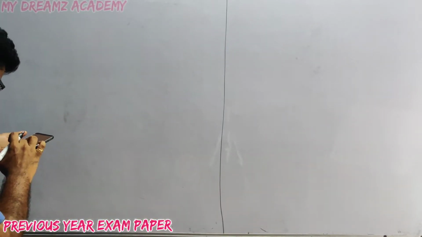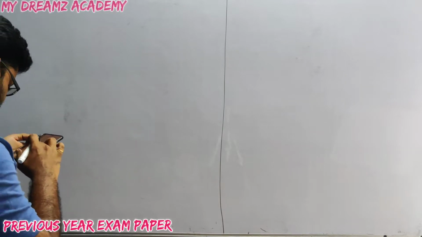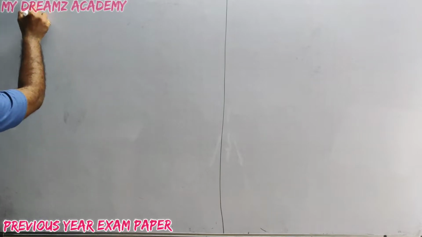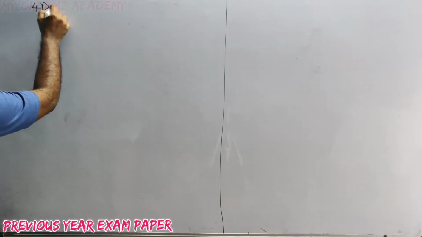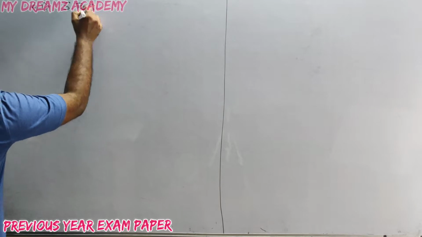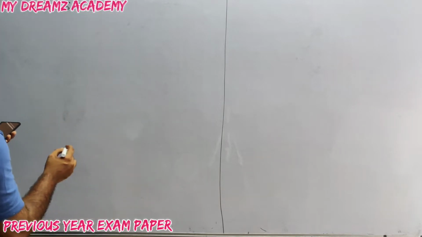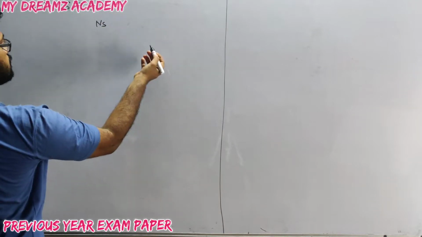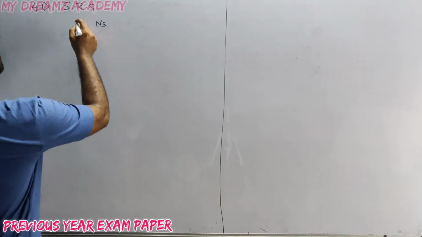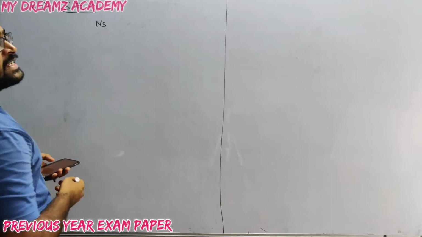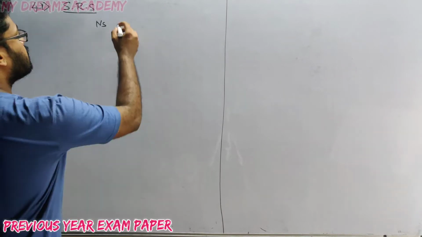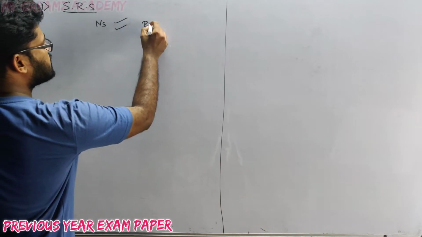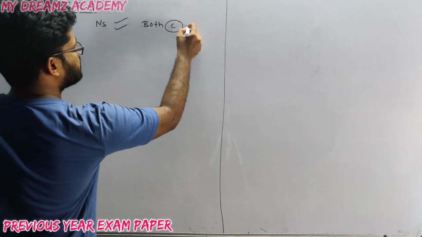Question number 41: slip recovery scheme is employed for. Option A, below synchronous speed; above synchronous speed; both. So slip recovery scheme is used below synchronous speed as well as above rated speed. So both is the correct answer. Option C is correct for this one.